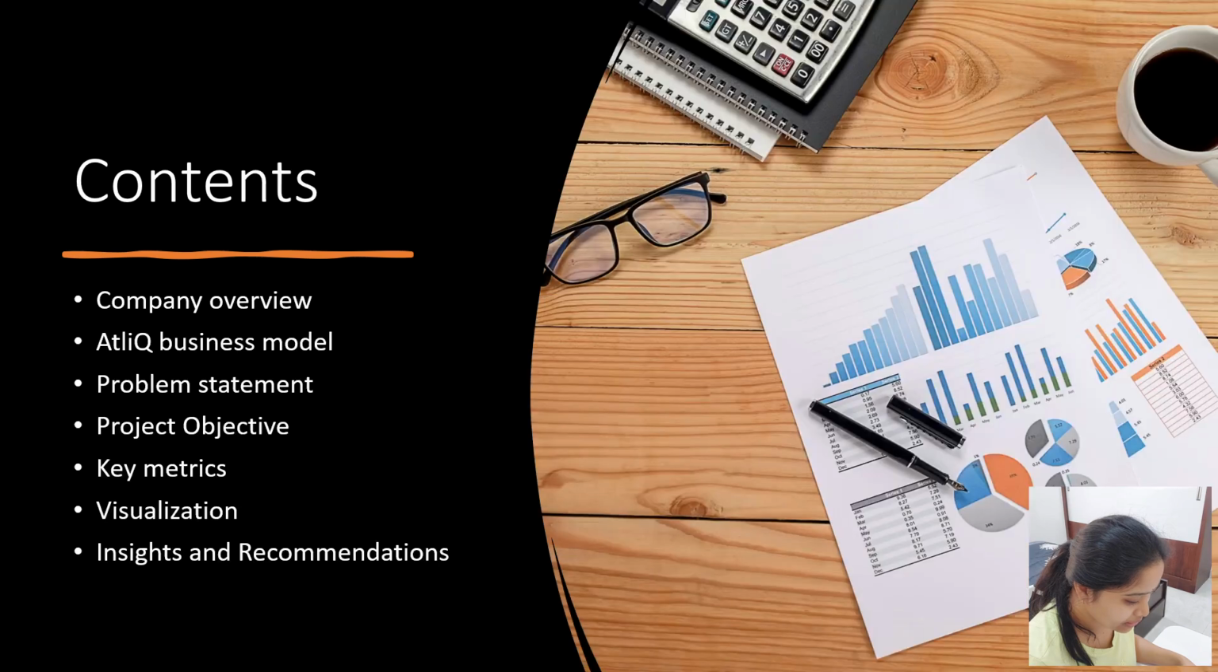So here are the contents. First we will discuss the company overview, then the business model of AtliQ, then the problem statement, then the objective. Then we will see some important metrics we would like to measure, and based on that I have made several interactive visual charts. Based on this analysis I will provide some insights and some recommendations to improve AtliQ Grands hotels in the places they are lagging in.